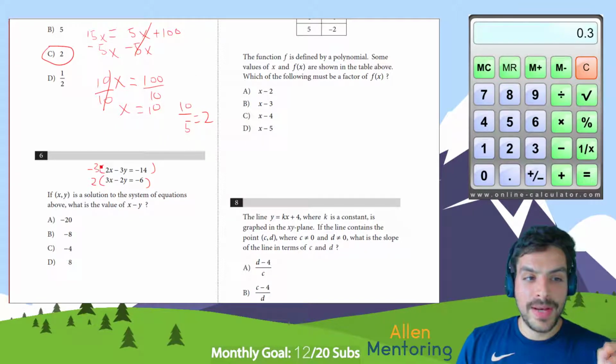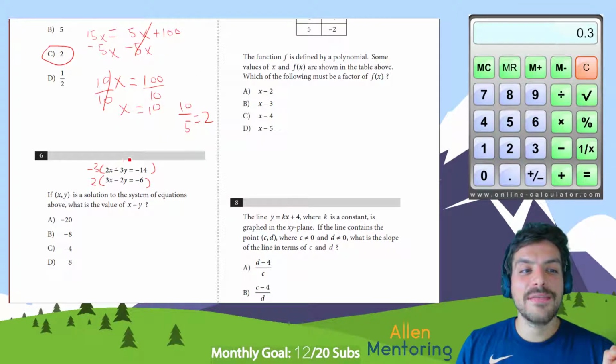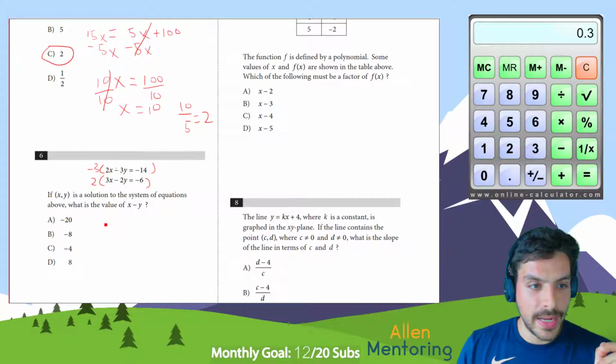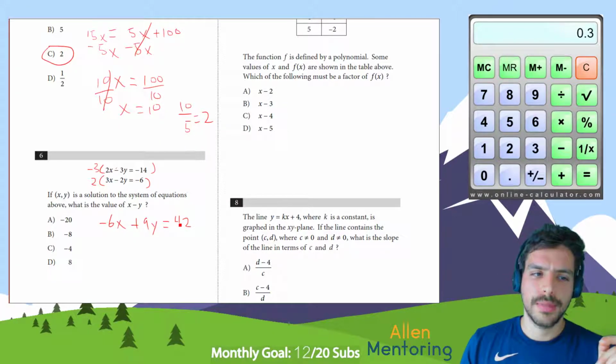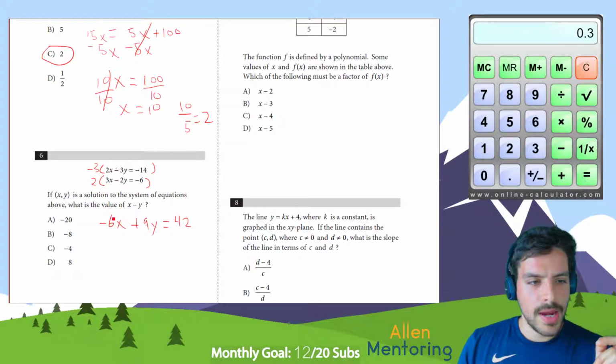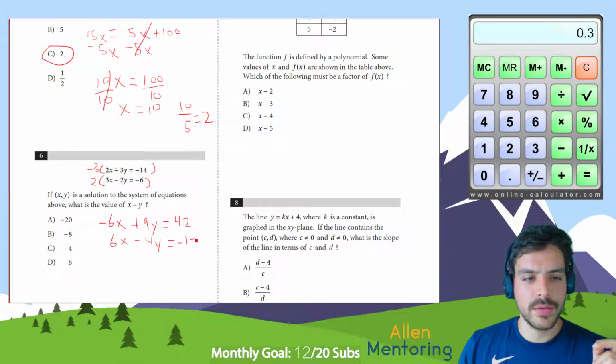And when I multiply by -3, I have to multiply by everything in this top equation. So what do I get? I get -6x plus 9y is equal to +42, I believe, okay? And in the bottom, I'm distributing this 2 times everything in the bottom equation. So I get 6x minus 4y is equal to -12.